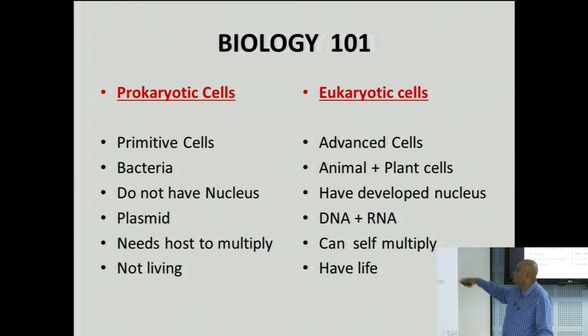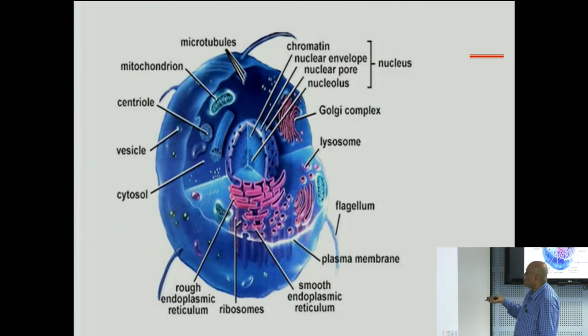So there are two types of cells, primarily prokaryotic and eukaryotic, and these are the advanced cells. The main difference is that this has both DNA and RNA and it has a nucleus. Our body cells are like this, and these are some bacteria cells. I will quickly go over these. These are different parts of the cell, and each part has different functions.